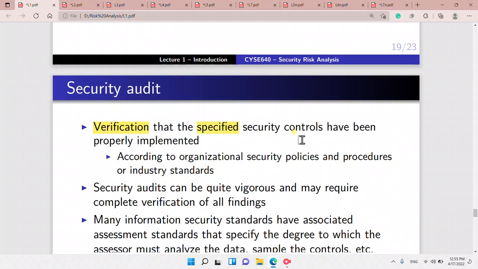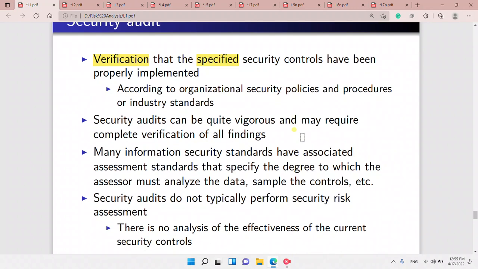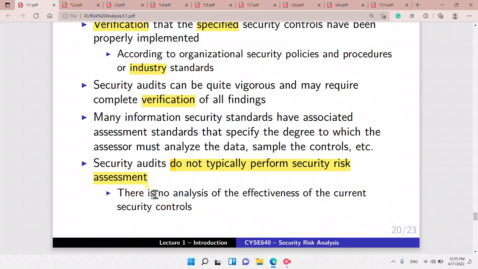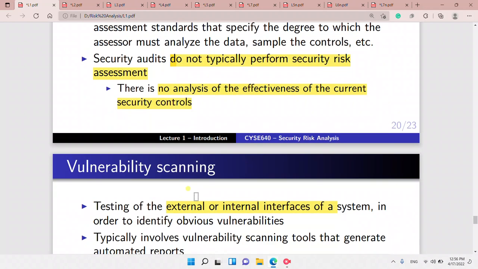A security audit is also a verification that specified security controls have been properly implemented according to organizational security policies and procedures or industry standards. In industry standards, security audits can be quite vigorous and may require complete verification of all findings. Many information security standards have associated assessment standards that specify the degree to which the assessor must analyze the data and sample the controls. They do not typically perform security risk assessment. There is no analysis of the effectiveness of the current security controls.